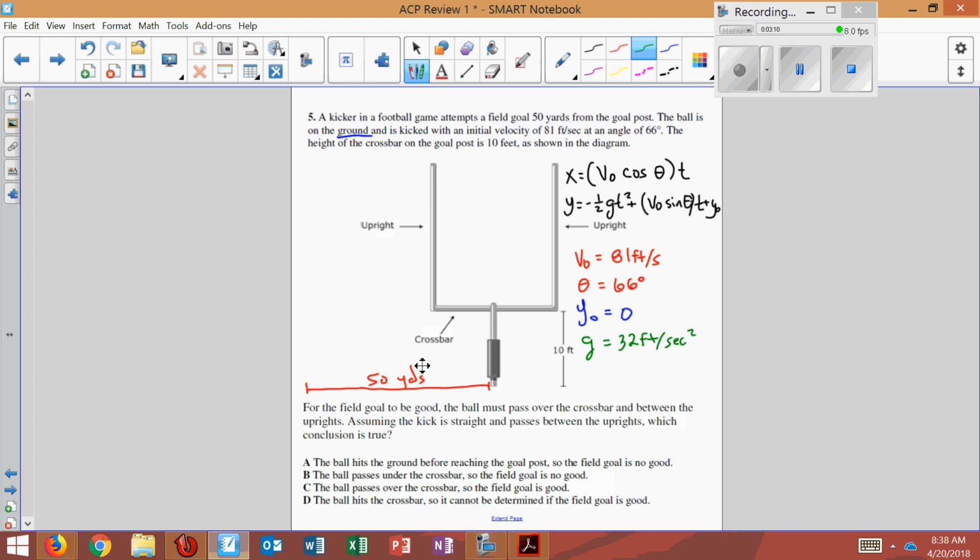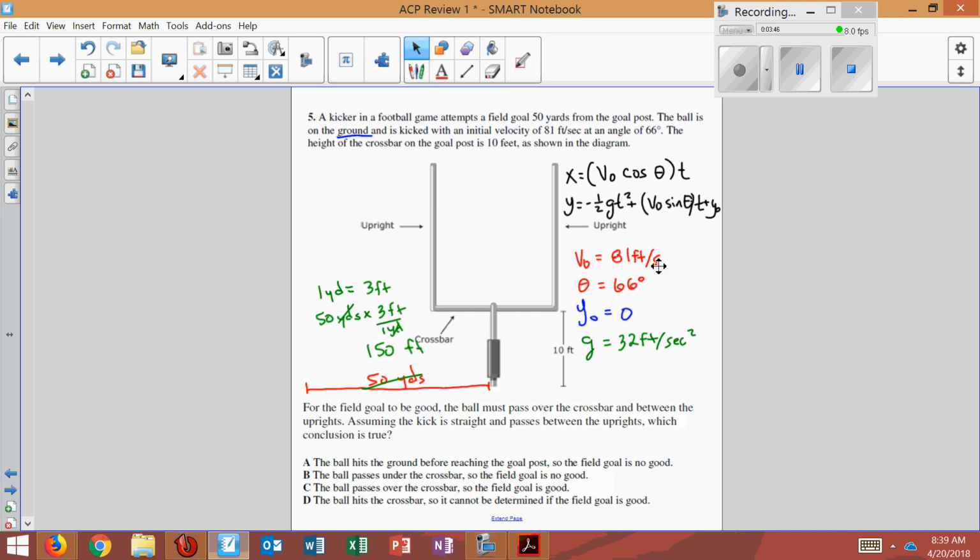Now, the one thing that really is going to make a difference is this is feet, this is feet, this is feet. This is yards. We need to change this to say 150 feet. Now I got that by saying 1 yard equals 3 feet. And so what I did is 50 yards times 3 feet over 1 yard. That would cancel that out, and that would equal 150 feet. That's how I got that. So, anyways, we're going to use 150 feet here.